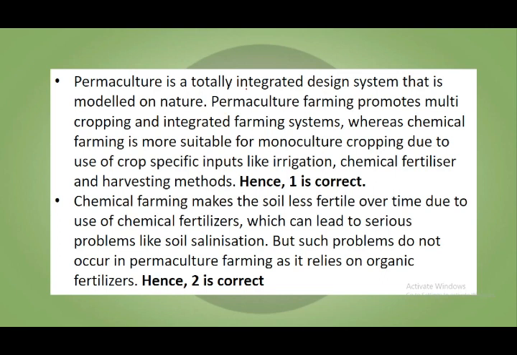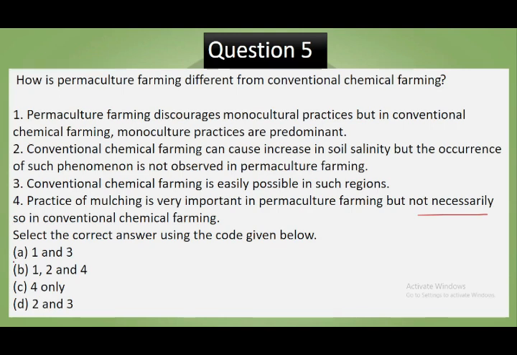So permaculture is a totally integrated design system that is modeled on nature. Permaculture farming promotes multi-cropping and integrated farming systems, whereas chemical farming is more suitable for monoculture crops due to the use of crop-specific inputs like irrigation, chemical fertilizers, and harvesting methods. So statement first was correct. You are left with only two options, which are A and B.